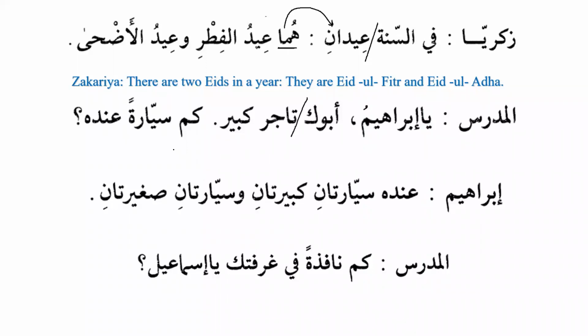Kam sayyaratan indahu. How many cars does he have? Now, you might have noticed that when a noun ends with ta marbuta, then alif is not added. But when a noun ends without ta marbuta, then when the noun is mansub, an extra alif is added.